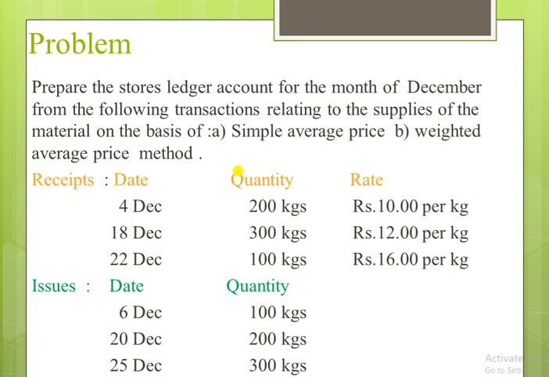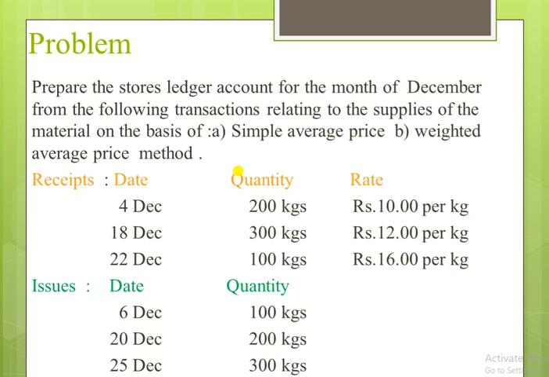So date, quantity and rate. Under date, it is 4th December, 200 kgs at rupees 10 per kg, and on 18th December, 300 kgs at rupees 12 per kg, and on 22nd December, 100 kgs at rupees 16 per kg.